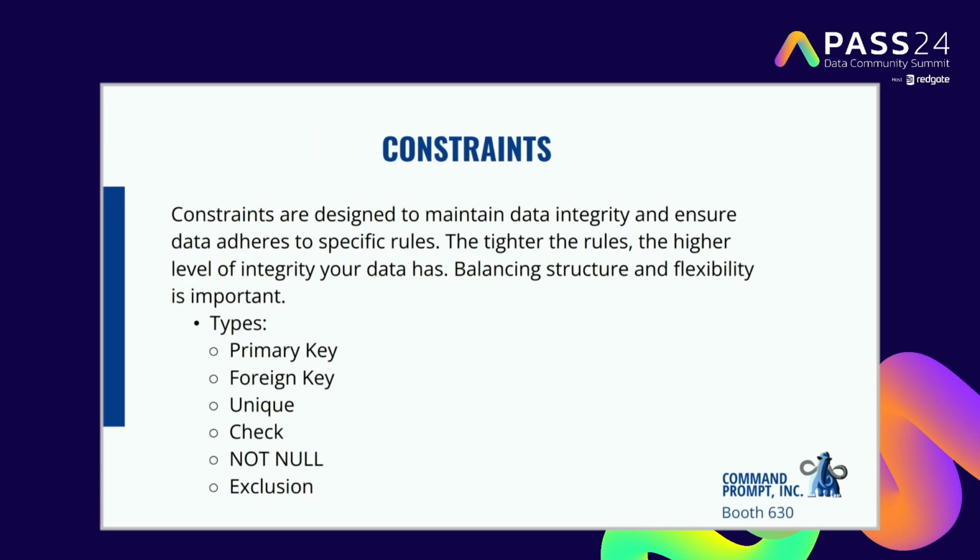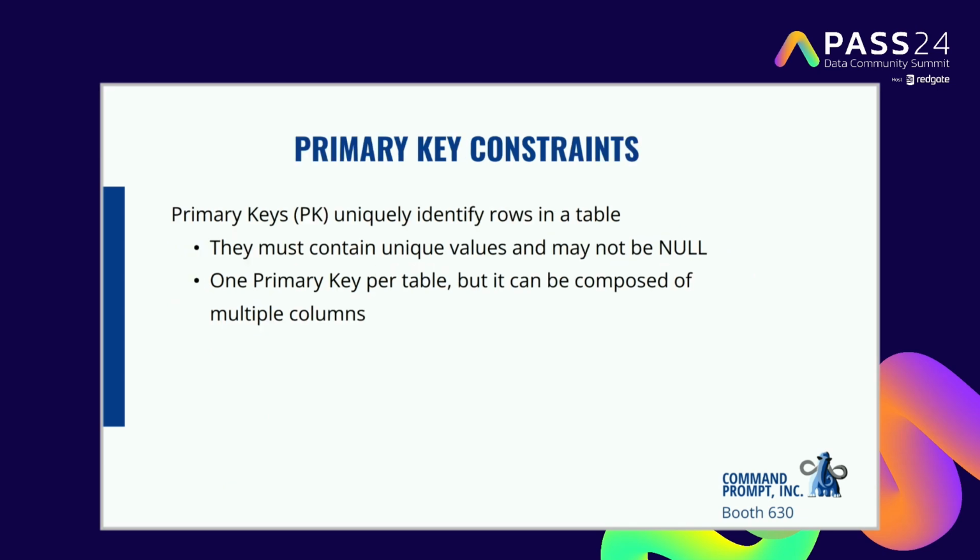So going back real quick, we're going to touch on these: primary key, foreign key, the unique constraints, check, not null, and exclusion constraints. So the primary key constraints, as most of us probably know, you have like primary keys. There can only be one on a table, and it helps uniquely identify rows. They must contain values. They may not be null, but you can compose a primary key out of multiple columns in a table, so it doesn't have to just be the one.